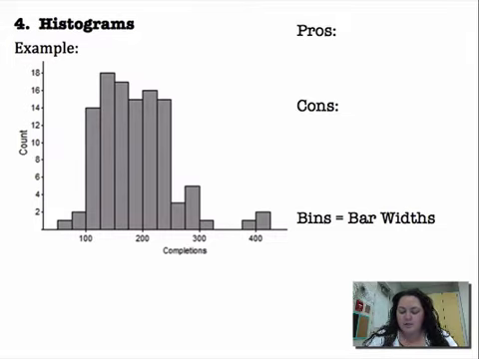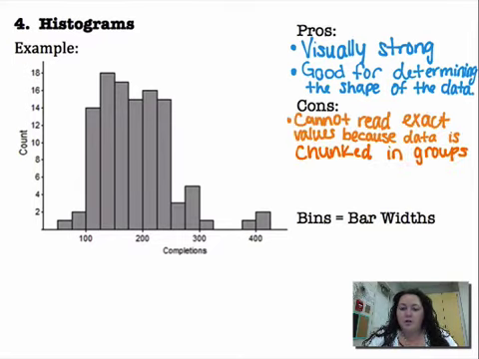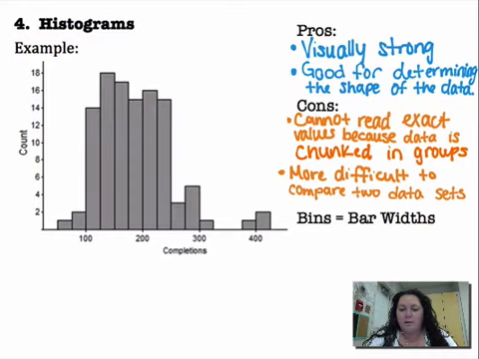Histograms. Alright, histograms are visually strong, and they're really good if you're going to determine the shape of the data. Some of the cons are that you cannot read the exact value because the data is chunked into groups. So we don't know what every single response was or every single piece of data. And also they're more difficult to compare 2 data sets. Okay, especially based on how you broke them up. If it's not the same, it's a little bit difficult to compare.